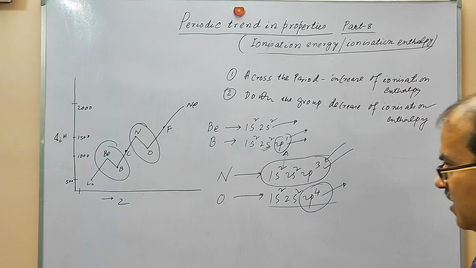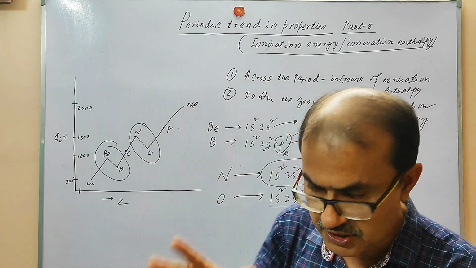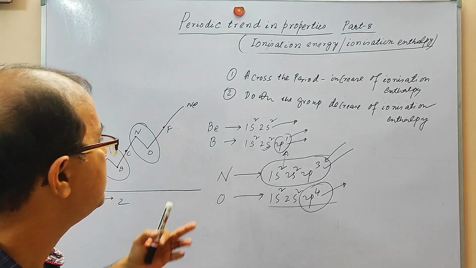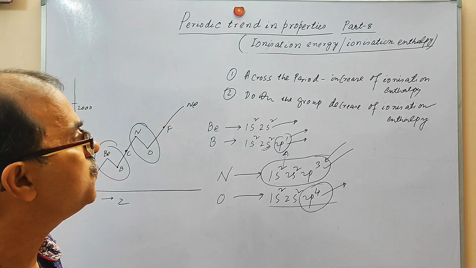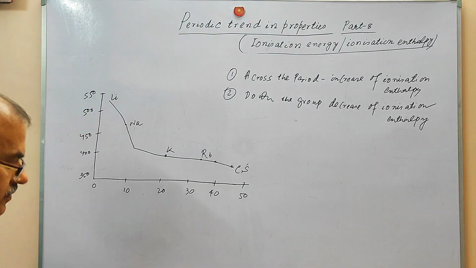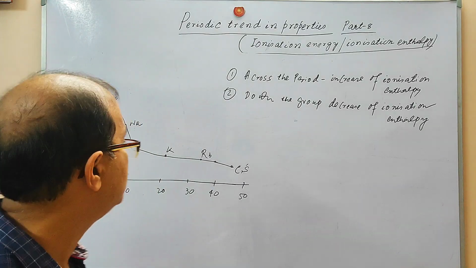And you can see the reason for it. There is an exception for this, and we understand that it can be explained with this method. Okay, now we are going down the group. What is the trend down the group? This is to understand the trend down the group.